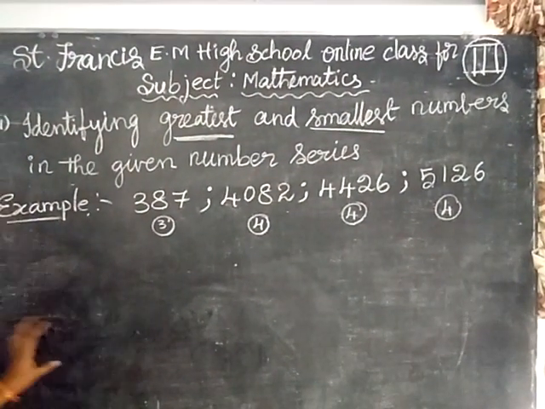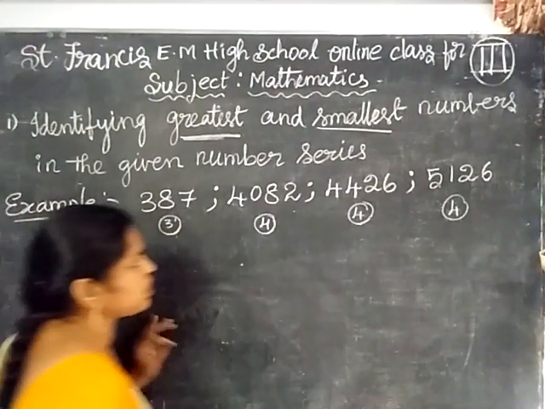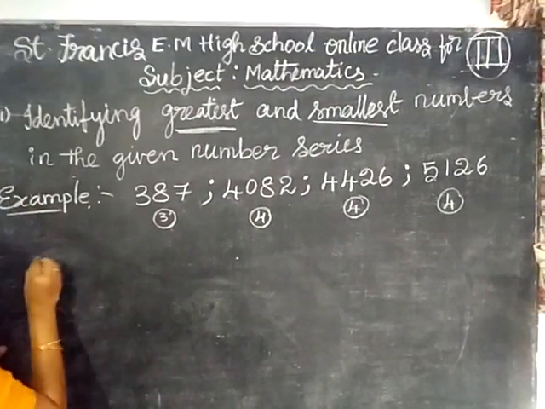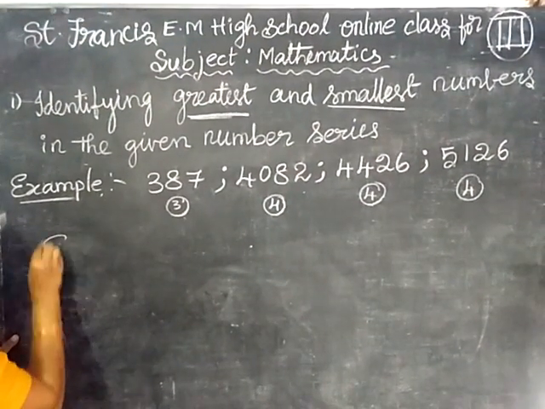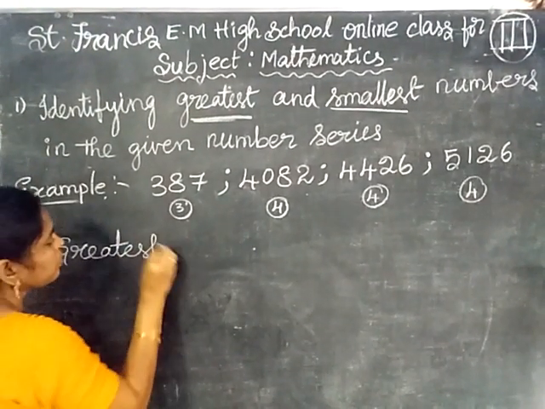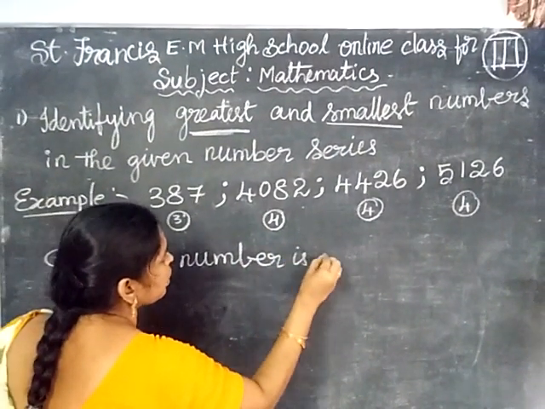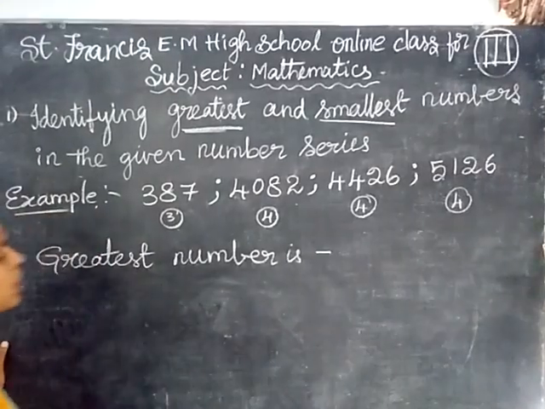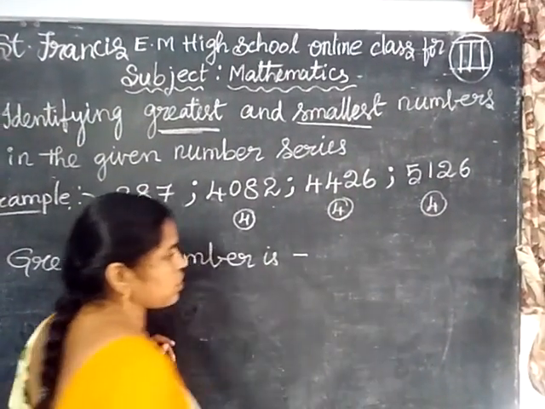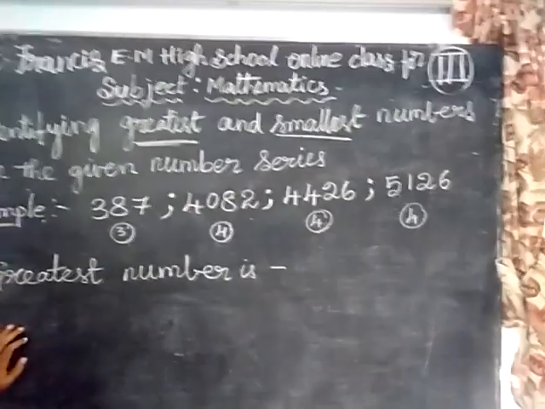So, 1 is a 3-digit number, the remaining 3 are 4-digit numbers. So first you want to write the greatest number in these 4 numbers. What is the greatest number? This is the 3-digit number, so 4-digit numbers are greater. In these 3 4-digit numbers, which is the greatest number?